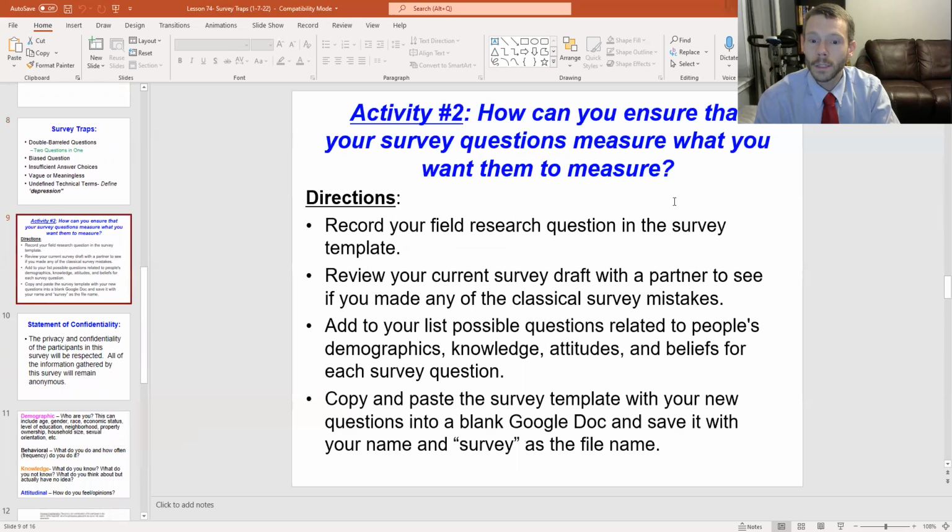So what you'll do in the second part of the lesson is in your Google Doc, you're going to record your field research question in the survey template. You'll take a look at the draft that you put together with a partner, or if you're out of the building due to quarantine or for other reasons, you can always share it with a partner online or a friend or a family member. See if you made any of these classical survey mistakes. You'll want to add to your list possible questions that look at demographics, knowledge, behaviors, attitudes, etc. And then you want to copy and paste the survey template into a new blank Google Doc and save it with your name and survey as the file name. If you are working in a partnership, you'll include your name and your partner's name.